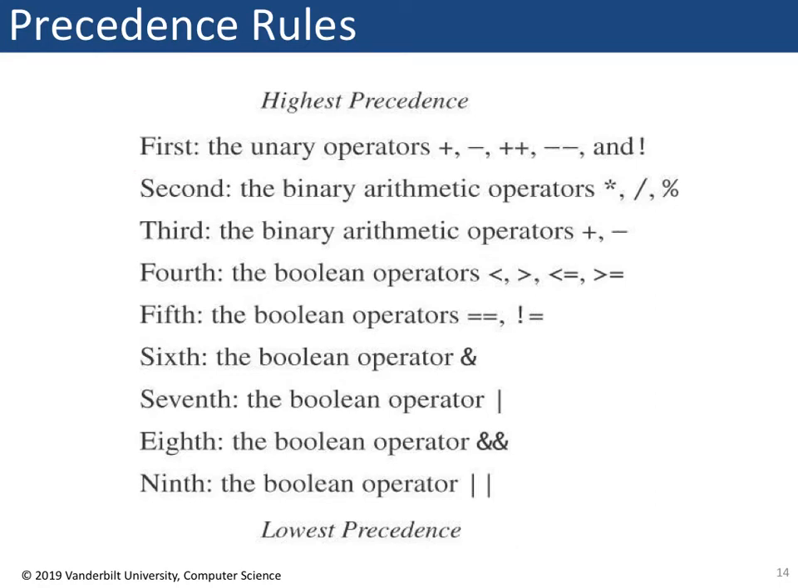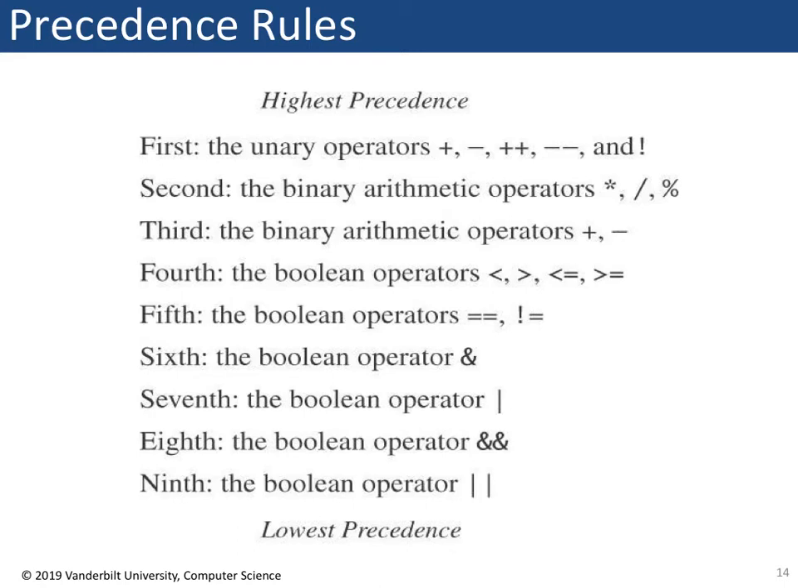The next highest would be the binary arithmetic operator. So if you remember, unary operators are those which only require a single operand, while binary operators are those which require two operands. So we have multiplication, division, and modulo. Next we have binary arithmetic operators for plus and minus. Then we start getting into the Boolean operators. So at this point we have our comparison operators, less than, greater than, less than or equal to, greater than or equal to. Then we have more Boolean operators, is equal, is not equal.